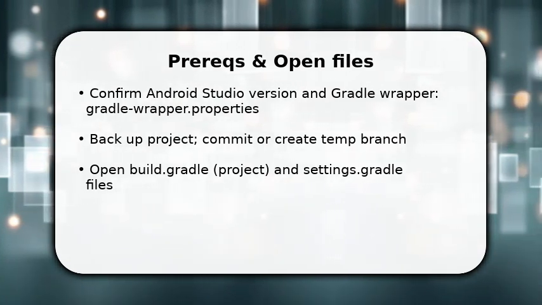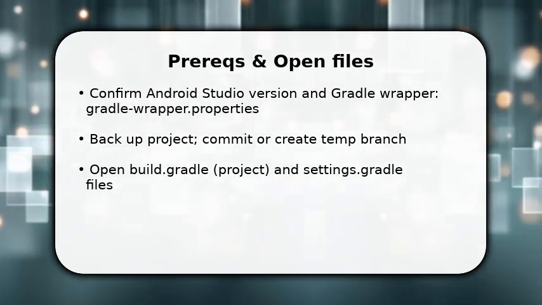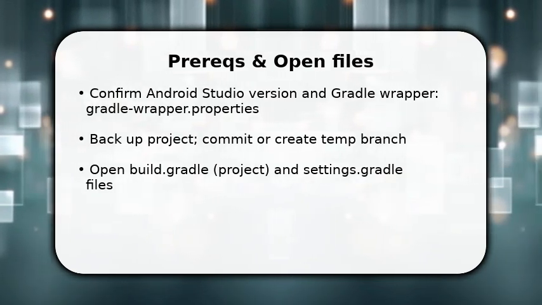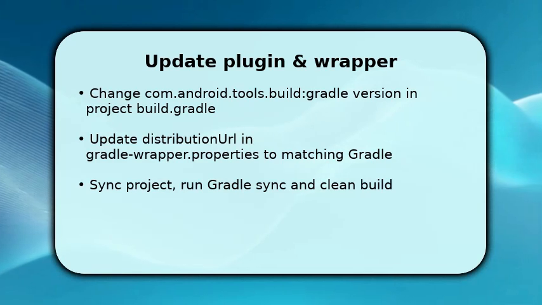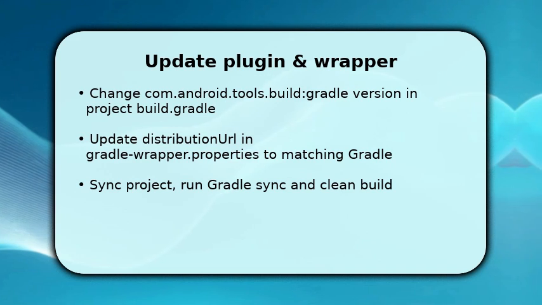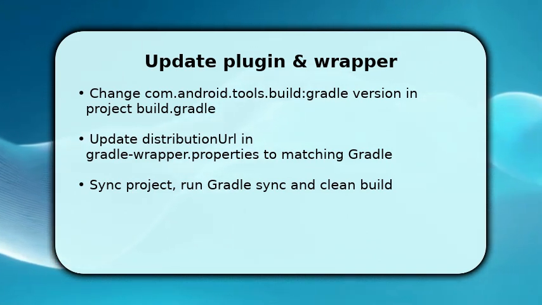You now update the plugin and the Gradle wrapper in tandem to avoid version mismatch. In project build.gradle, replace com.android.tools.build:gradle with the new version, then open gradle-wrapper.properties and set distributionUrl to the required Gradle version. Once both updates are set, sync the project in Android Studio and run a clean build to force dependency resolution.